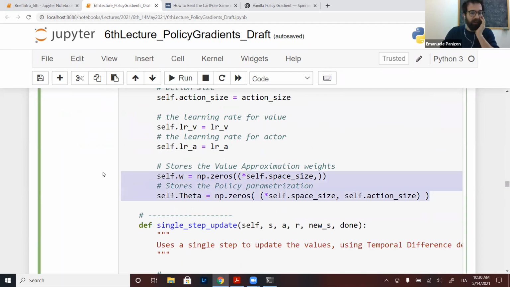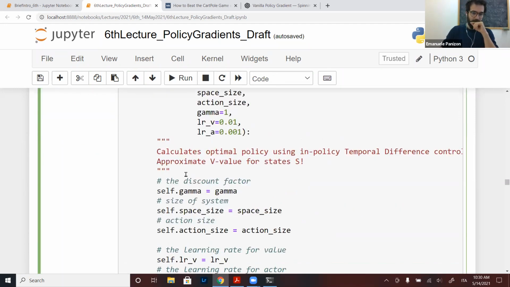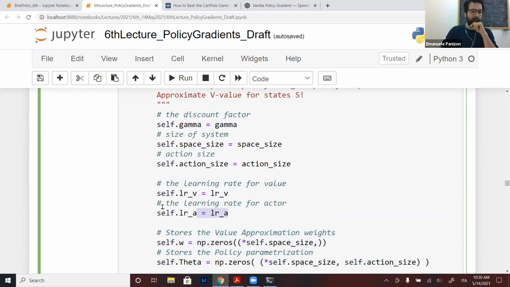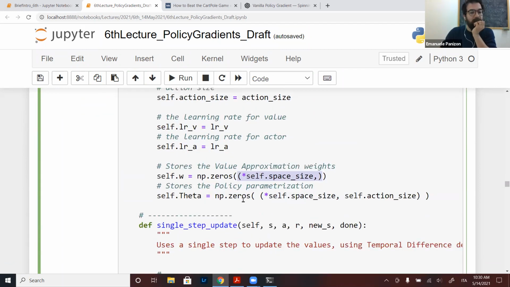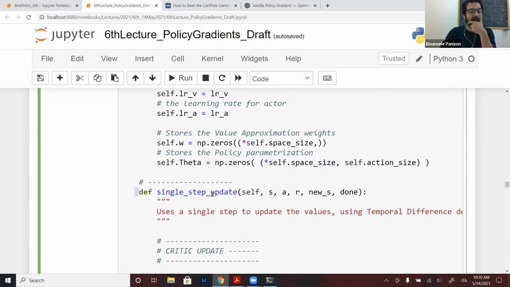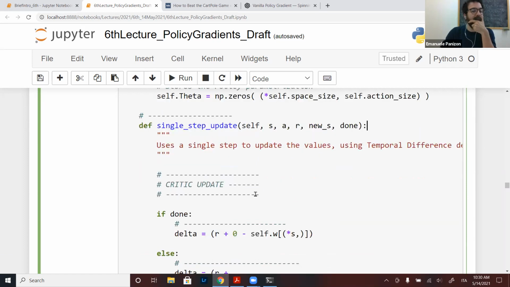Now it has both ingredients. So it needs a learning rate for the value and a learning rate for the actor. It needs to store the approximation weights for the value, which now are just a vector of the same size as the state space. And then you have to store the parameterization for the policy, which we know has as many parameters as the state space multiplied by the actions. Okay, then the single step update is super simple.